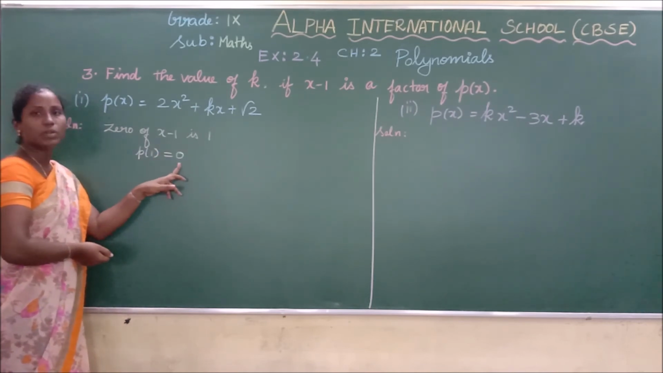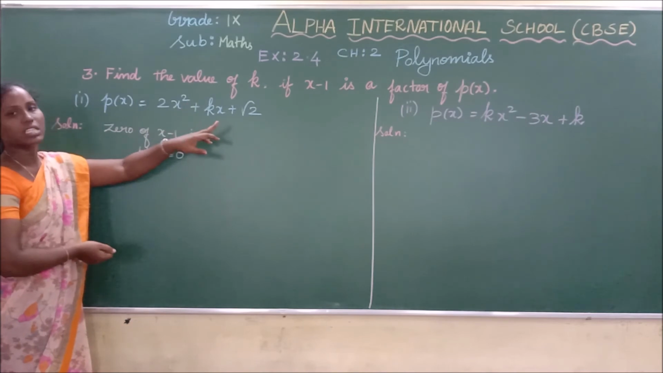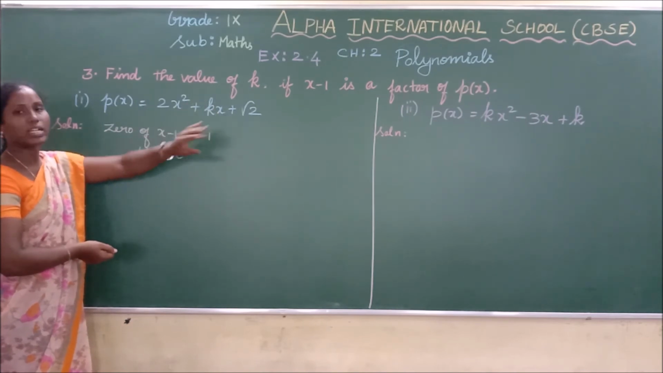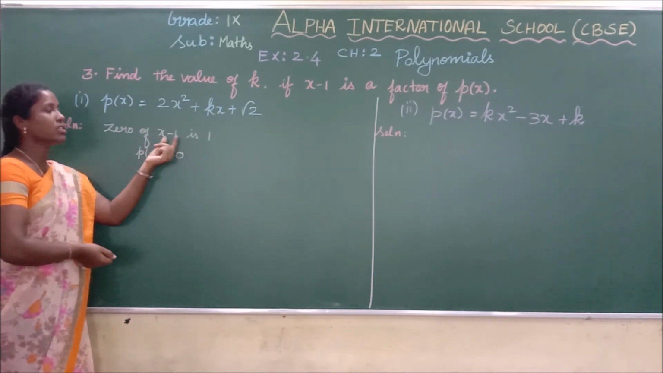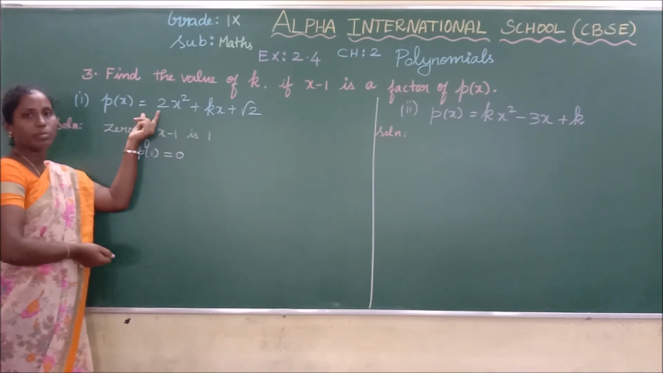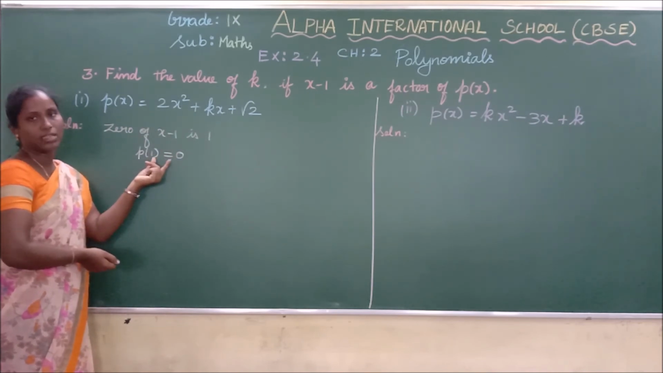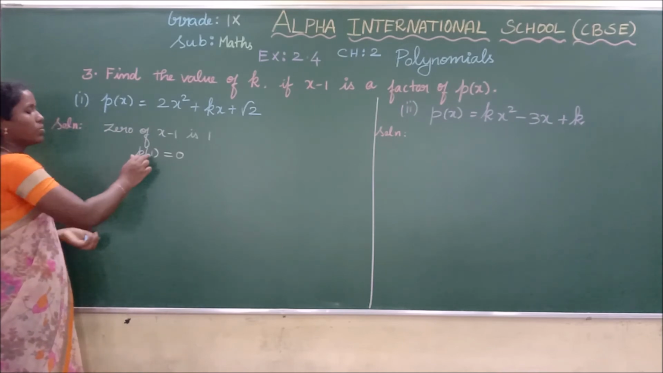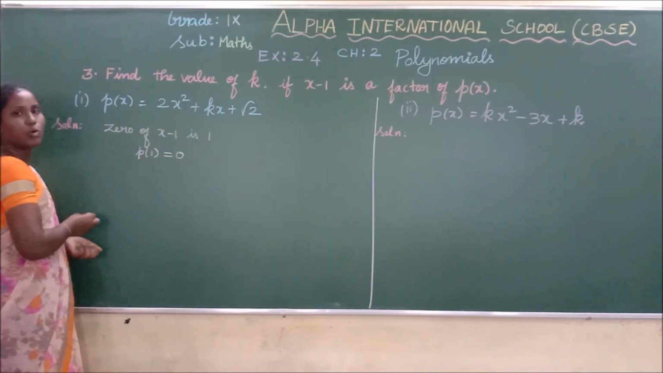Automatically the remainder will be equal to 0 because in the question it is given that x minus 1 is a factor of P of x. So if you are substituting the 0 of x minus 1 in the given polynomial P of x, the remainder is equal to 0. Okay. Now substitute the value 1 in the given polynomial.